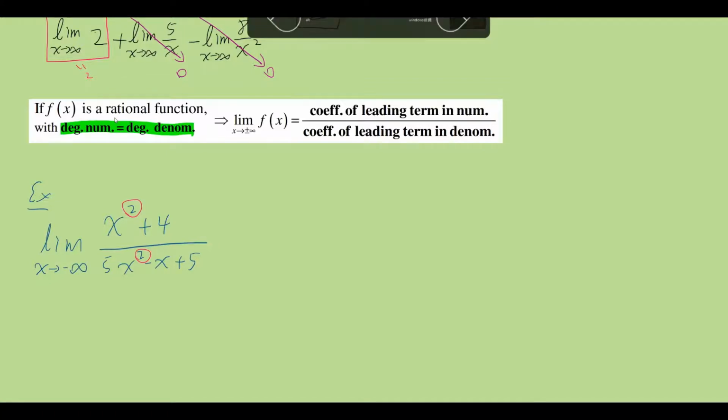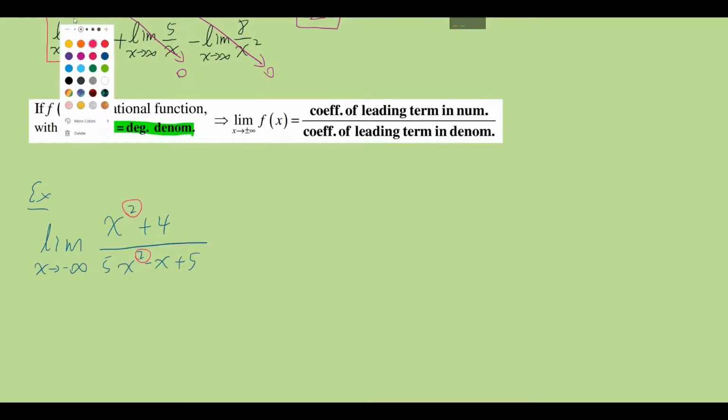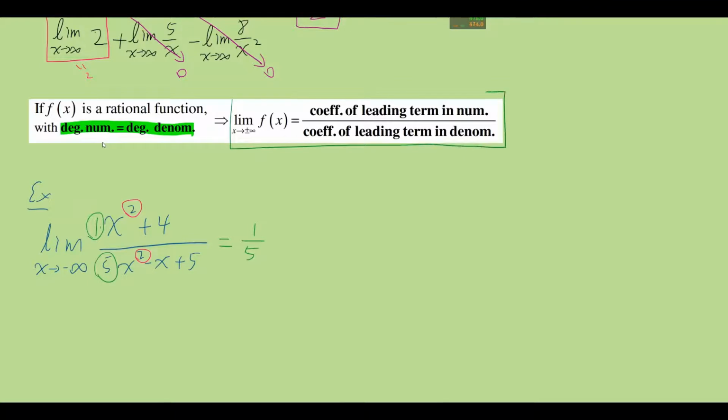And what we need to look at is just the coefficient of the leading term in both the numerator and denominator. In this case, we can see that the coefficient of x squared is 1 in the numerator, and the coefficient of x squared is 5 in the denominator. So we can just conclude that this limit goes to 1 over 5 based on the result here. And keep in mind that the condition here is that the degree of the numerator has to equal the degree of the denominator in order for us to do this.